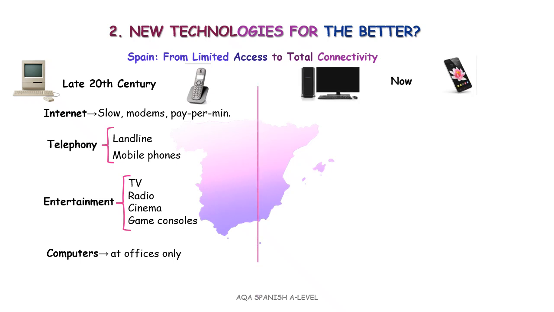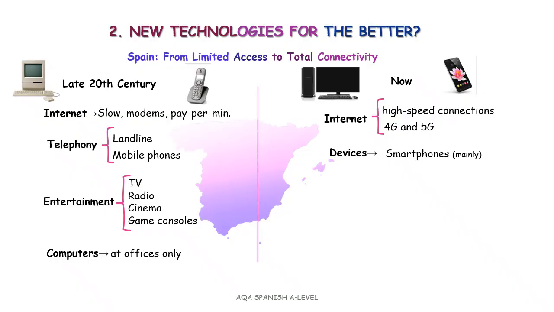Fast forward to today, Spain is one of the most connected countries in Europe. Regarding internet, Spain leads in fiber optic coverage, with most homes enjoying high-speed connections. 4G and 5G networks now reach nearly the entire population. About devices, almost everyone owns a smartphone. 98% of Spaniards use their phones to go online. These devices have replaced cameras, maps, and even compasses.